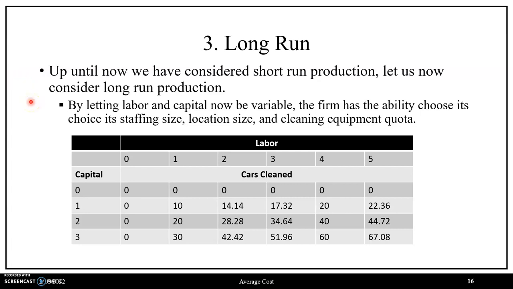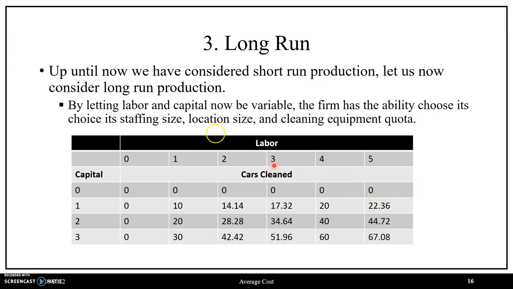By letting labor and capital now be variable, the firm has the ability to choose its staffing size, location size, and cleaning equipment quota. We have this reflected in the production function below in table form, where we have units of labor, units of capital, and cars cleaned given a particular combination of labor and capital being used. We see that if labor is 0, regardless of the capital that's being used, cars cleaned will be 0. Likewise, if capital is 0, regardless of the amount of labor being used, cars cleaned will remain 0.